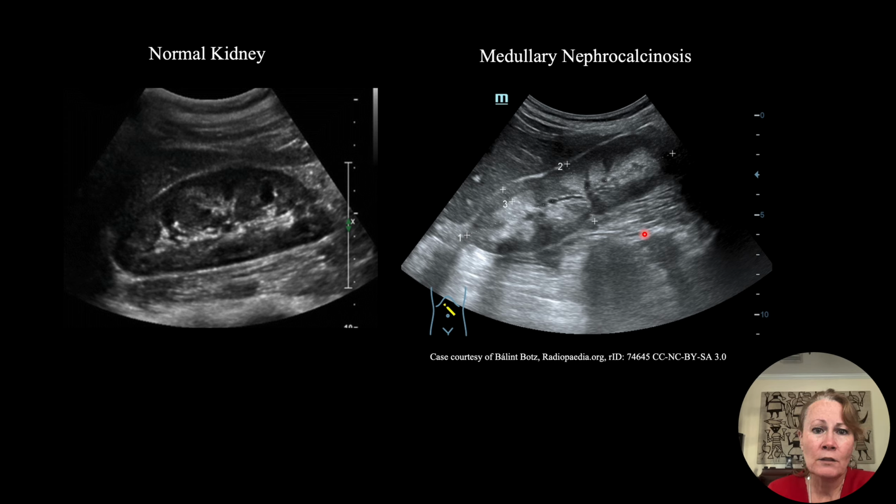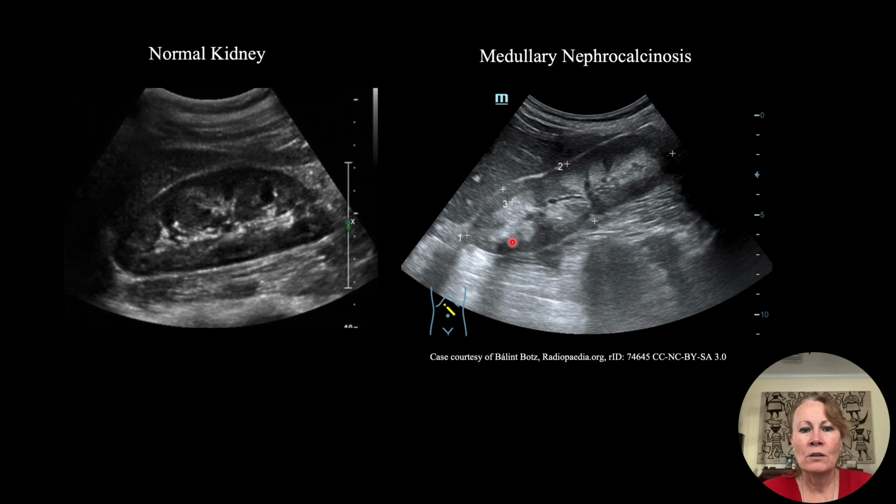And on this kidney over here, it has medullary nephrocalcinosis, and that's a buildup of calcium deposits within the medullary part of the kidney. And we remember that calcium is a strong reflector. Now, these are not stones, it's just deposits within the medullary part of the kidney. And because it's a strong reflector and it is calcium, we do see these areas of posterior shadowing as the sound beam's going through and sending most of itself back.